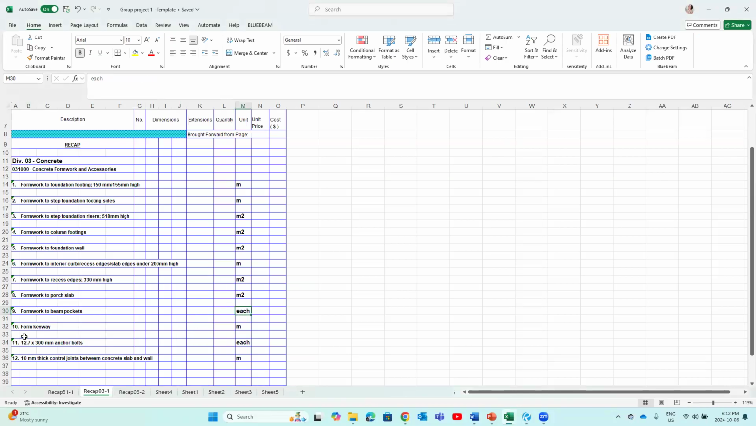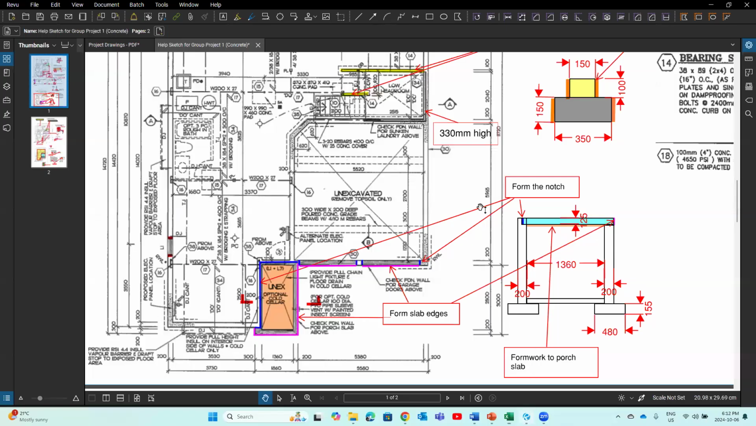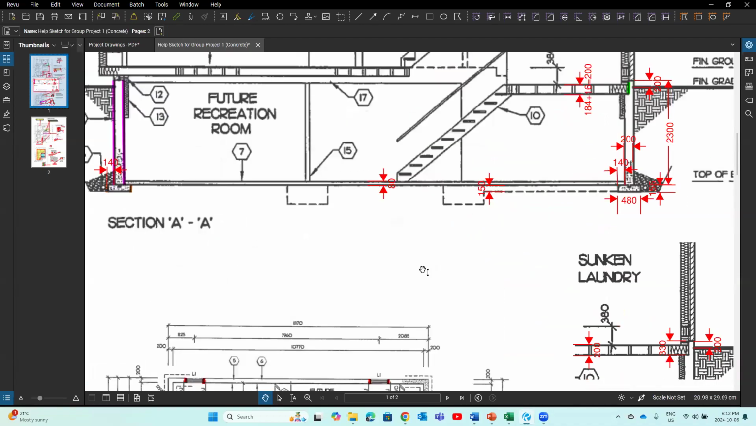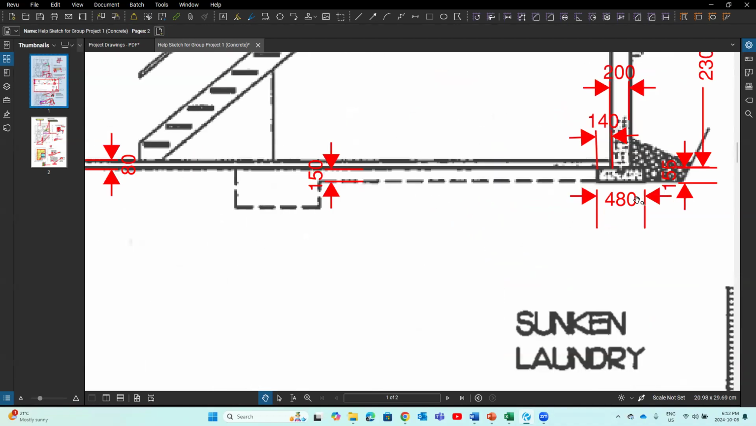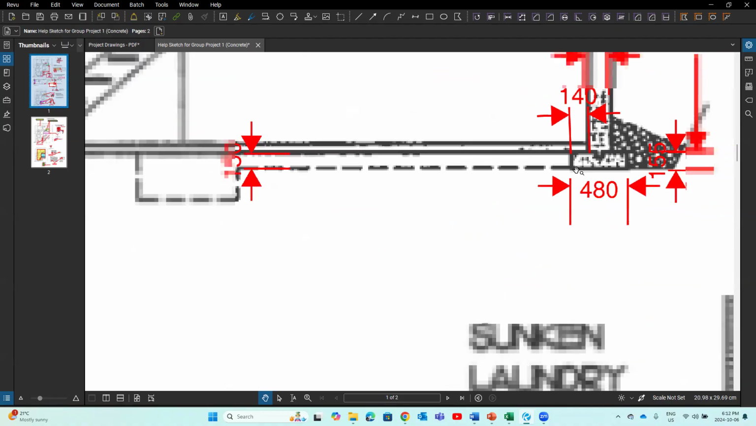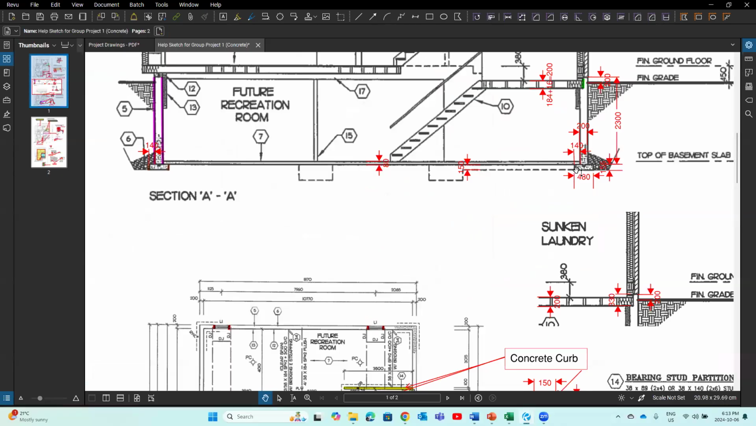We count. Form key-way, you see, what is the key-way? That is section here. That's this key-way here, right here. So that means the length of the foundation wall, center line length of the foundation wall, that is a total length for the key-way.